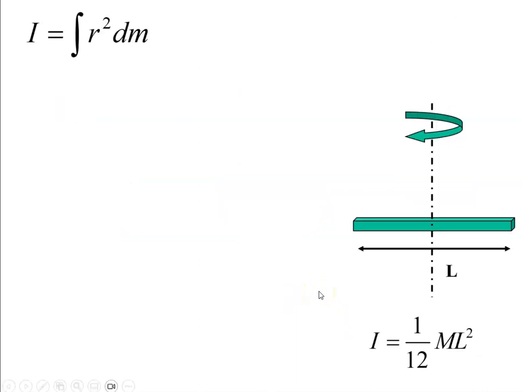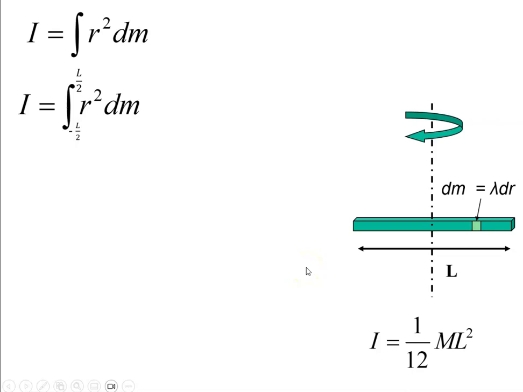Okay, so I told you there's only two that you sometimes have to derive on the AP test. So they're either given to you or sometimes they'll ask you to derive it and you'll have to use calculus. So let's do that for this one here. It's 1/12 ml squared. That's what we know the answer to be. Let's see how you would derive that using I equals the integral of r squared dm. So we're going to integrate from one end to the other end. So that would be from negative L over 2 to positive L over 2.